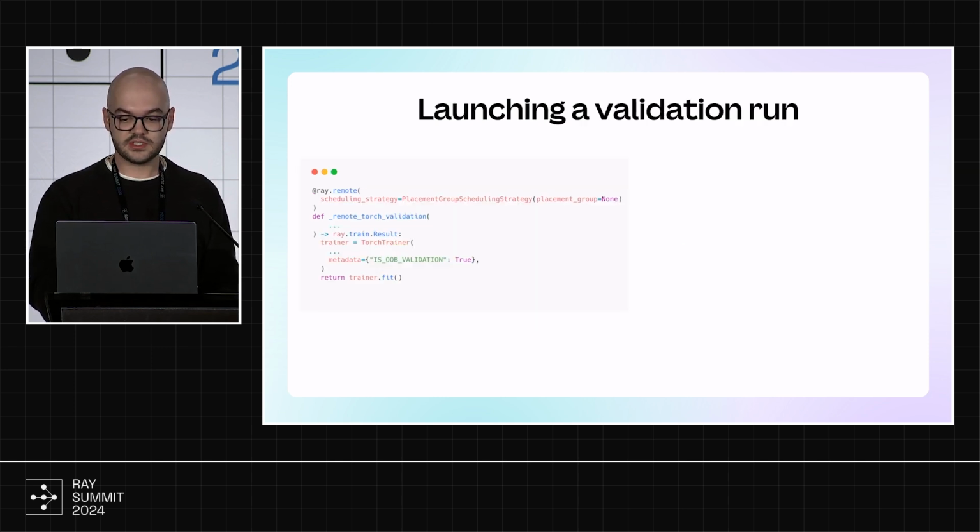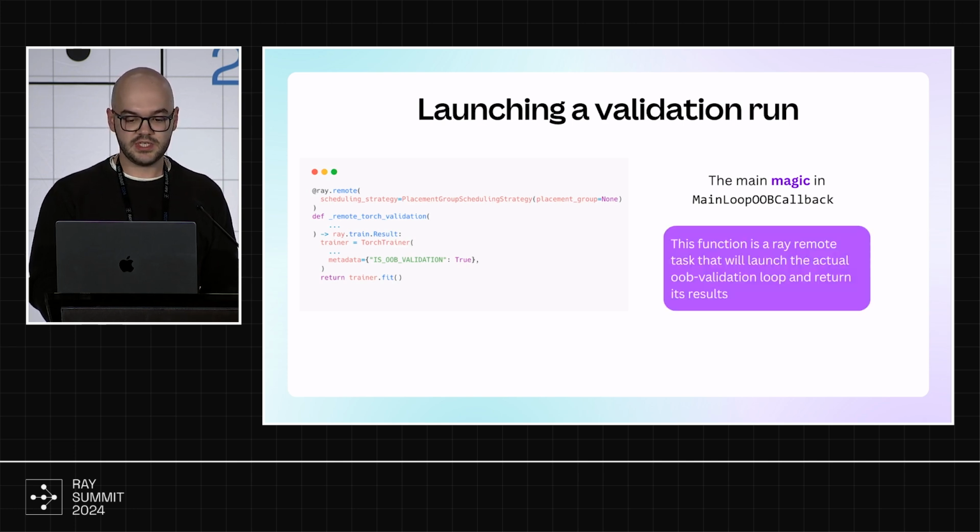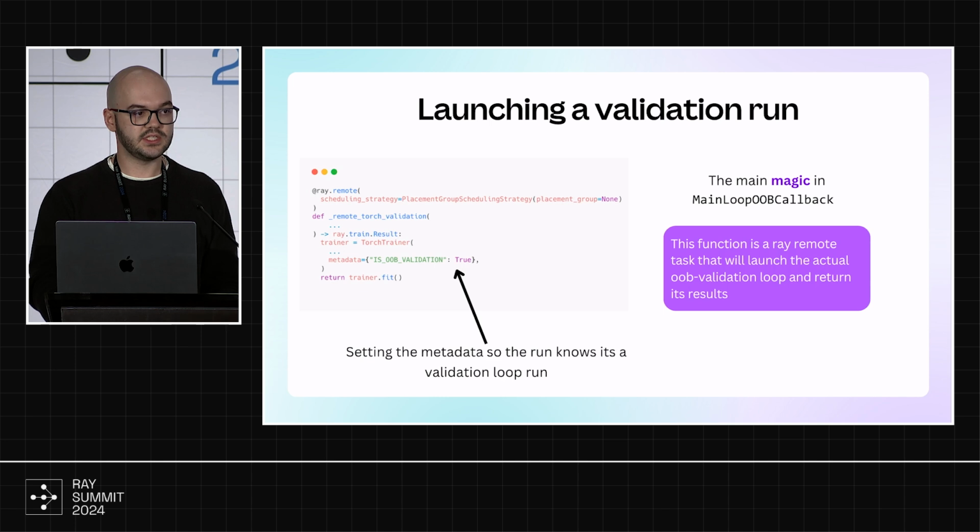And how does it do this? So the main magic in the MainLoopOutOfBandCallback is this function, remote_torch_validation. It's basically a Ray remote task that runs in parallel to the training, and it actually just triggers another Torch trainer. And you may be wondering, how do we know whether we're in validation or in the main training loop? So we use this metadata field, which is only set for the validation loops. So in the main training loop, this is not going to be set, and that's how we're able to discern in which state we are in.